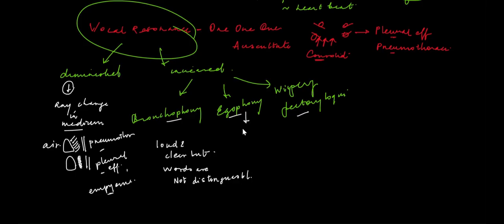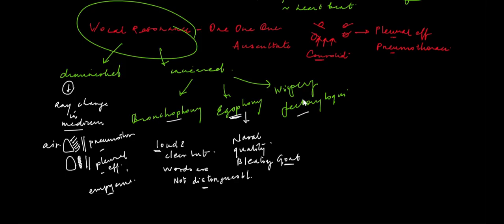But egophony is when the sounds are auscultated, but they have a slightly nasal quality to it, like the bleating of a goat. So I remember egophony as goatophony, something like a goat. Okay. Egophony is nasal quality. Bronchophony is loud, but the words are not distinguishable.